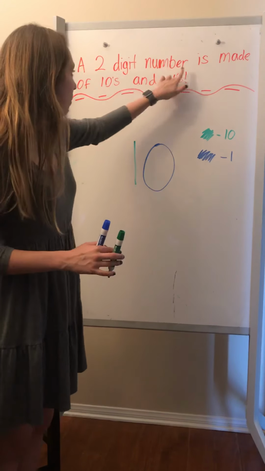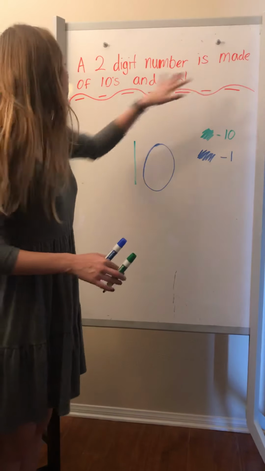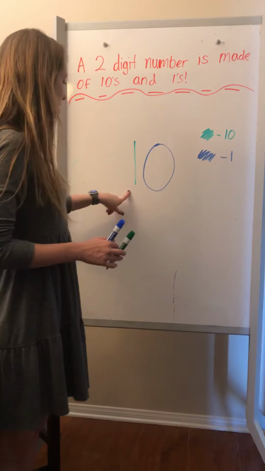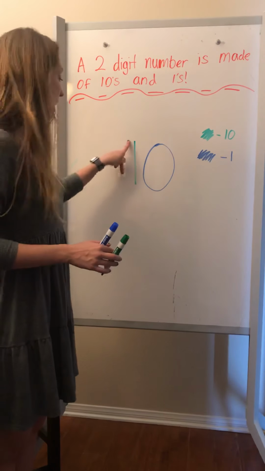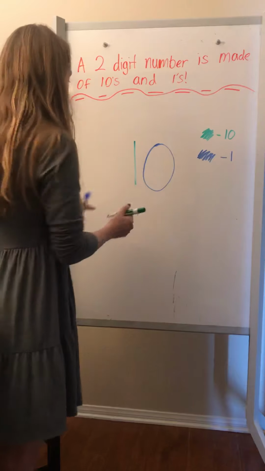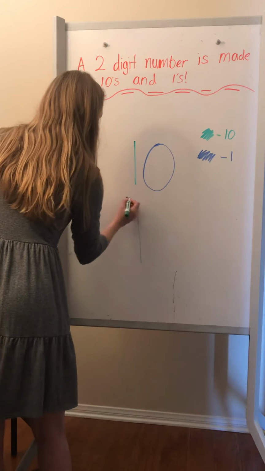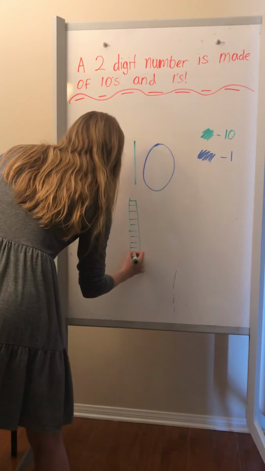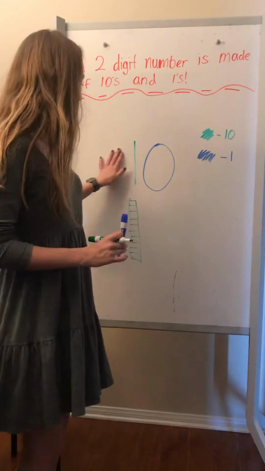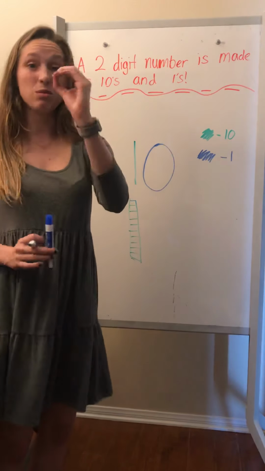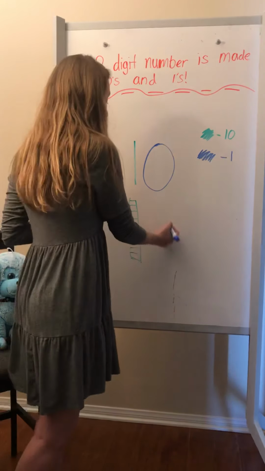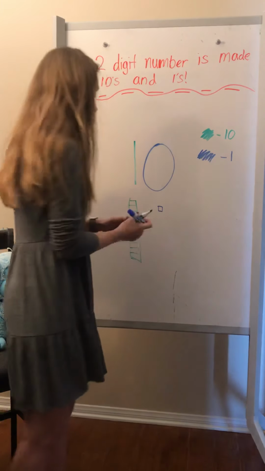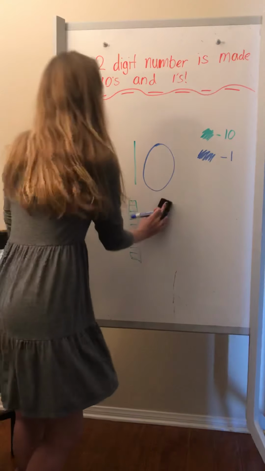A two-digit number, like the number 10, is made of 10s and 1s. In my tens place, I have 1, which means I have 1 10. So that's really saying that I've got 1 10, like my big 10 block. 1, 2, 3, 4, 5, 6, 7, 8, 9, 10. Now, in my ones place, I have a 0. So that means I don't have any 1s. I don't have any of those little blocks. I don't have any of these because I just have the number 10.